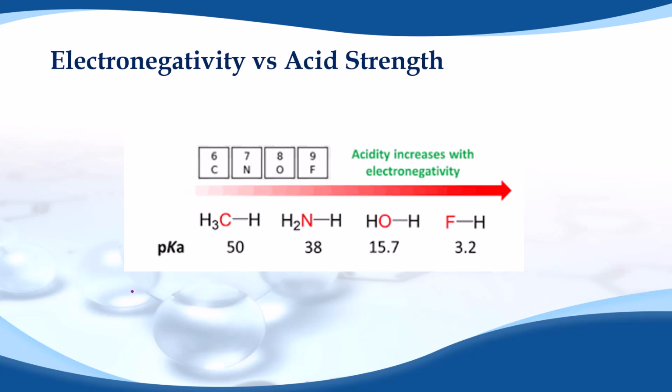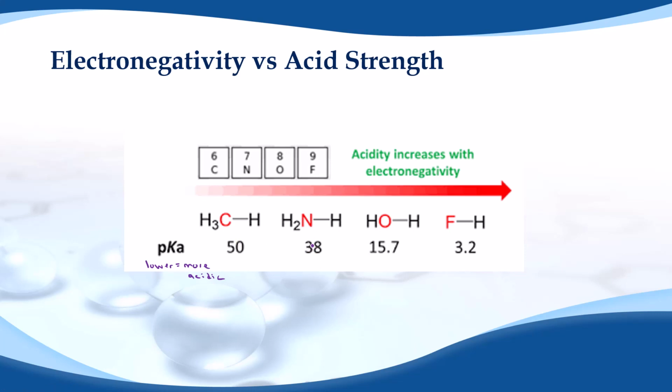Here we have a bunch of weak acids comprising elements of the second period: methane, ammonia, water, and hydrofluoric acid. The thing to remember about pKa is that since pKa is the negative log of Ka, lower numbers are more acidic. Methane has a pKa of about 50. Not at all acidic, really not acidic.